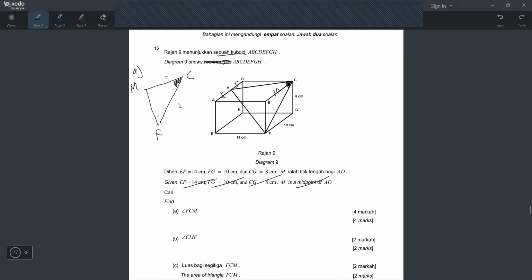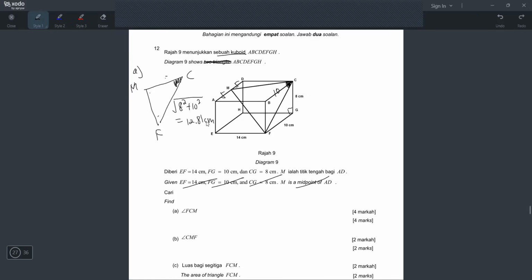Like for example, FC. This side is very easy to find. You just do square root, because remember I told you this is a rectangle, so this must be 90 degrees. So this is 8, this is 10. So how to find FC? It will be 8 square plus 10 square. Why plus? Because you're finding the longer side, the hypotenuse. So 64 plus 100 and then square root answer. My calculator gives me 12.81. So the length here is 12.81.